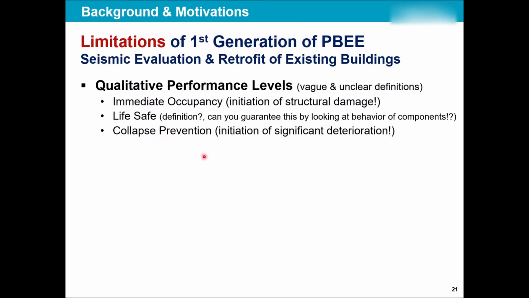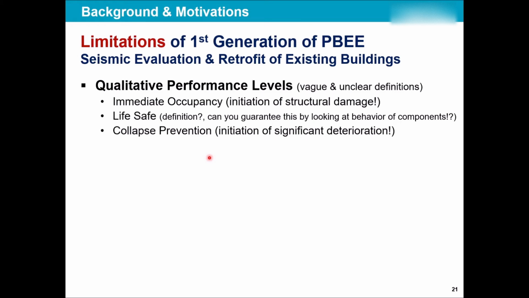Now, one of the limitations was qualitative performance levels. It was vague and unclearly defined. What does immediate occupancy really mean? It can be a little bit problematic to explain to someone that, okay, after the earthquake, he can really see that there is permanent deformation, but that permanent deformation for the engineer might be safe. But for the occupant it might be, no thank you, I'm not getting back to my building. I want you to fix my building, and then it is immediate occupancy for me.